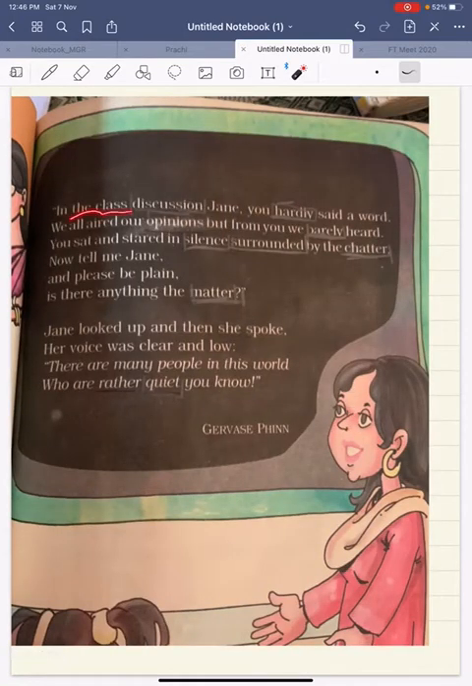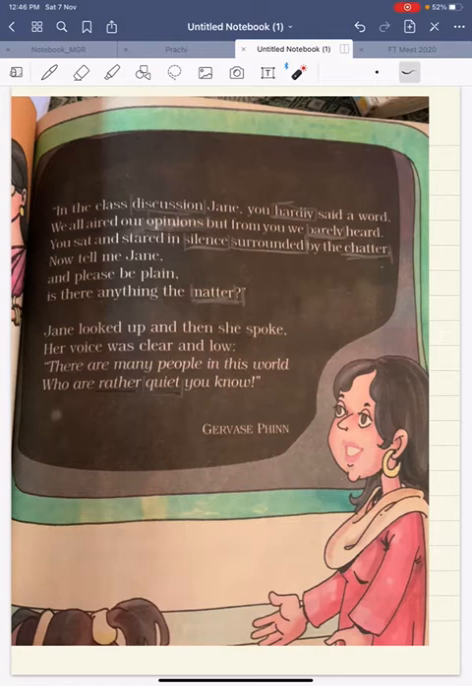In the class discussion, Jane, you hardly said a word. So Jane is the name of a girl. About her this poem is. So her teacher is asking, in the class discussion, Jane, you hardly said a word. We all aired our opinions, but from you we barely heard. We all give our opinions on the topic which was discussed, but you hardly said a word.